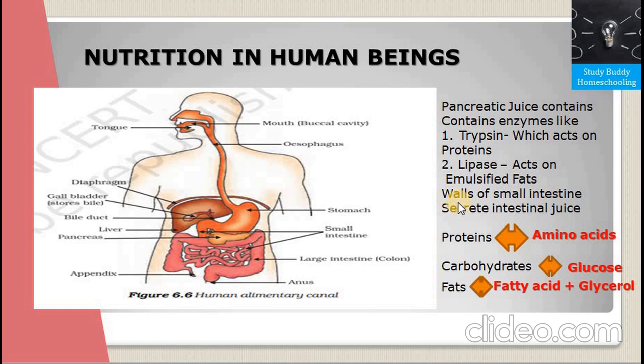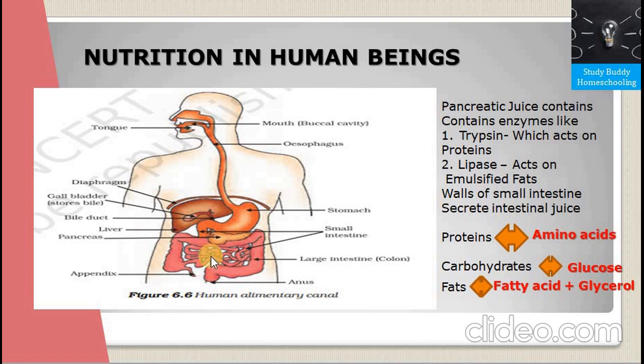And you have the walls of small intestine secrete intestinal juice. So trypsin is there, lipase is there, and intestinal juice is there. All these three act upon the food in the small intestine and completely break them down, where proteins are broken down into amino acids, carbohydrates into glucose, and fats into fatty acid and glycerol.